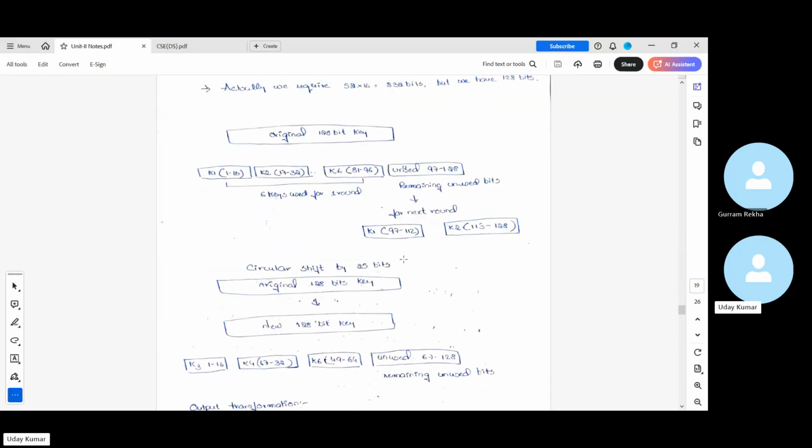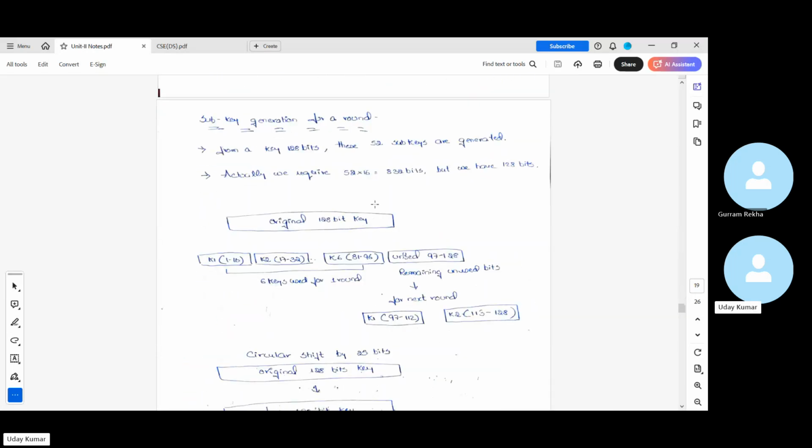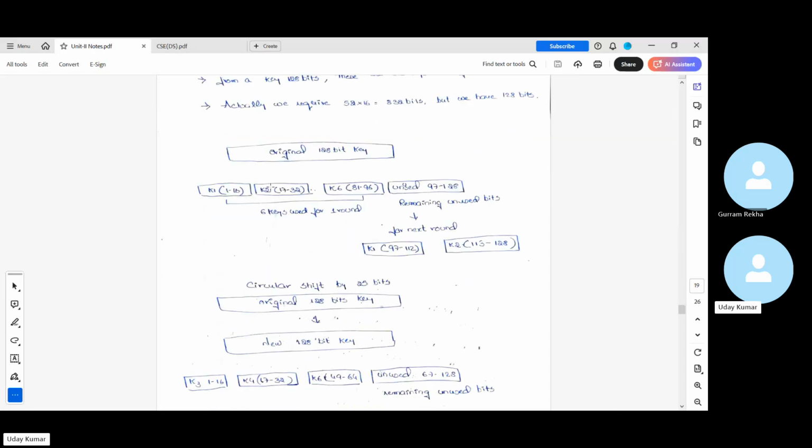So this one, students, is the diagram of the sub key generation. From the 128 bit key, these 52 sub keys are generated, right? Each having 16 bits, so a total of 832 bits. So 128 bit to 832 bits, right? But we have only 128 bits. How is it possible? You see here.